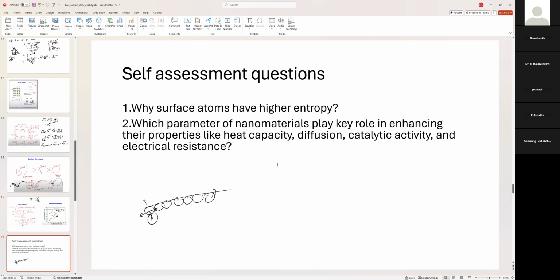And which parameter of nanomaterial plays a key role in enhancing their properties, like heat capacity, diffusion, catalytic activity, and electrical resistance? This is your surface to volume ratio.